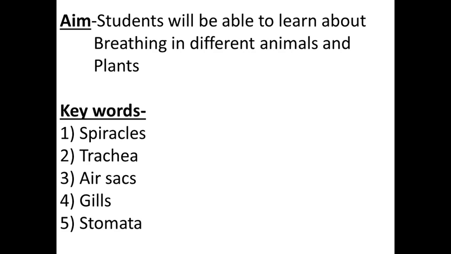Now we will start our main point, that is breathing in different animals and plants, and how they do breathing or respiration. So write down the aim in your notebook: Students will be able to learn about breathing in different animals and plants. Then write the keywords: spiracles, trachea, air sacs, gills and stomata. Take a screenshot and then write down the aim and keywords in your notebook properly and in good handwriting.